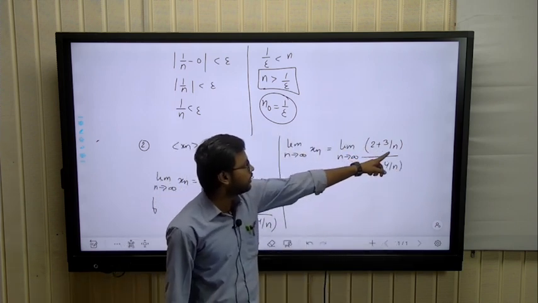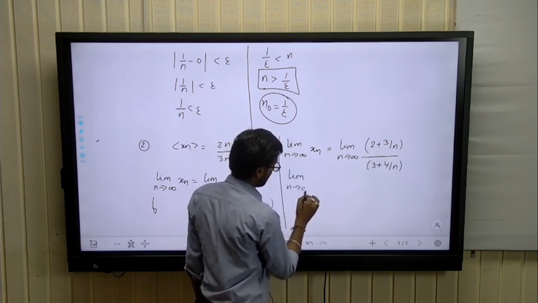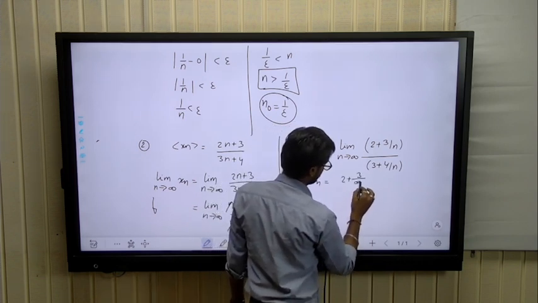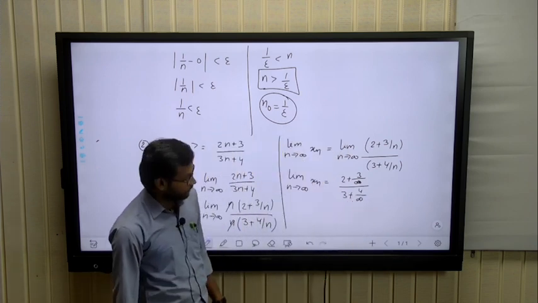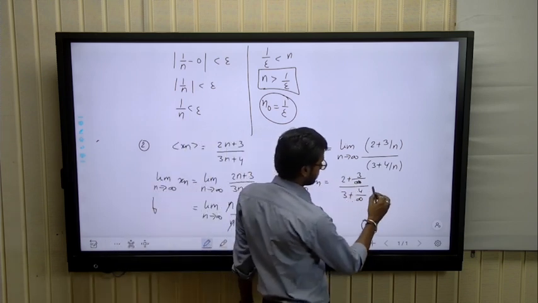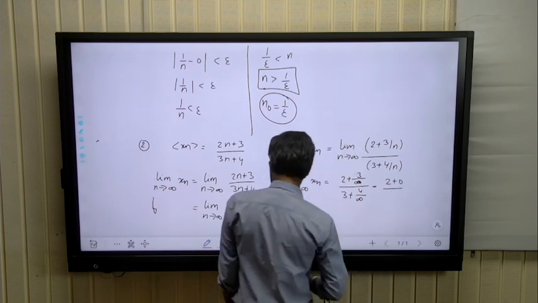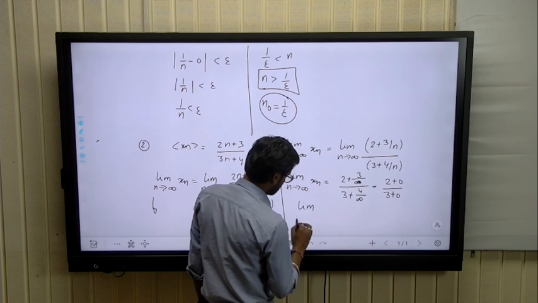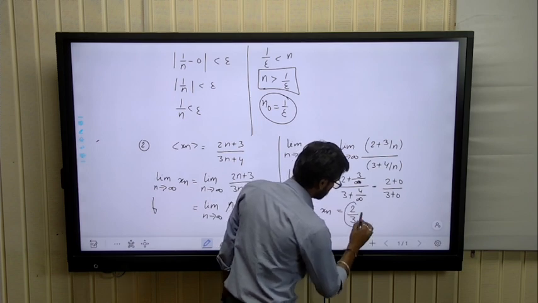Now we put the value of n as infinity here. Limit as n tends to infinity of xn is equal to (2 plus 3 upon infinity) upon (3 plus 4 upon infinity). We all know that 3 upon infinity is 0 and 4 upon infinity is 0. So here 2 plus 0 upon 3 plus 0. So what is the limit of the sequence xn? It is equal to 2 upon 3. So this is the limit of the sequence.